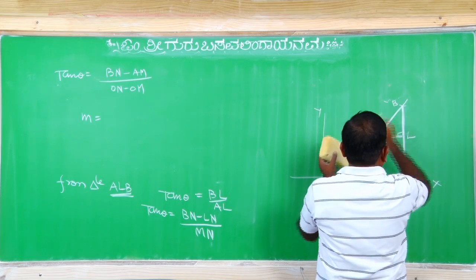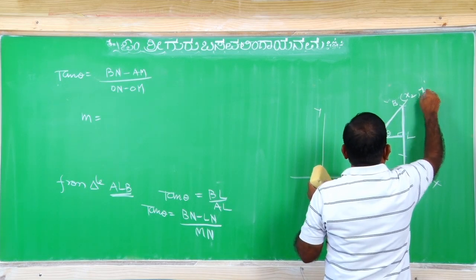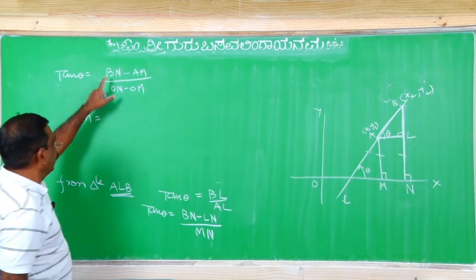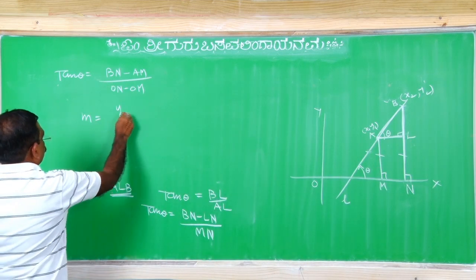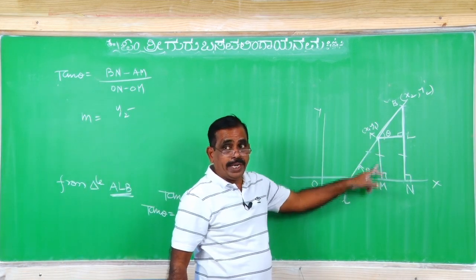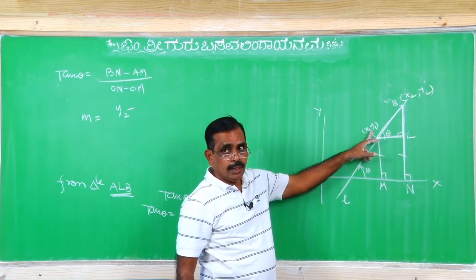B coordinates are x2, y2. A coordinates are x1, y1. Here the vertical distance BN is y2. Next, AM. This is also a vertical distance. Which coordinate? y1.